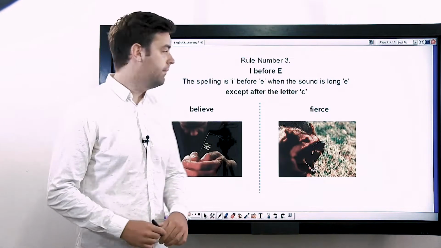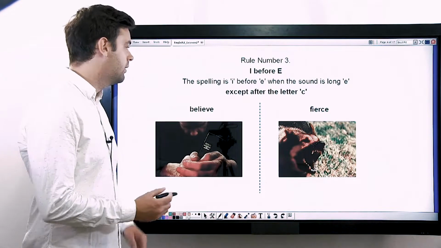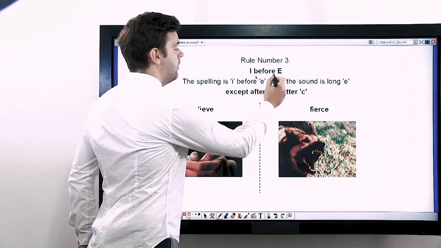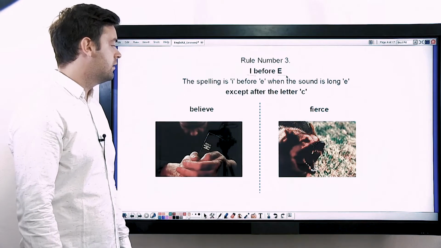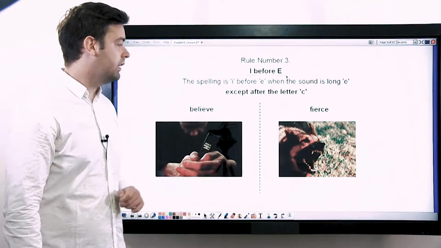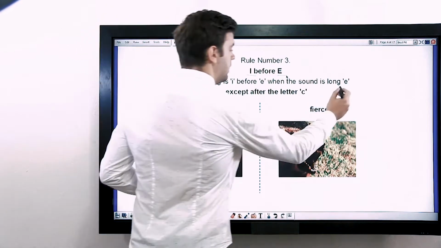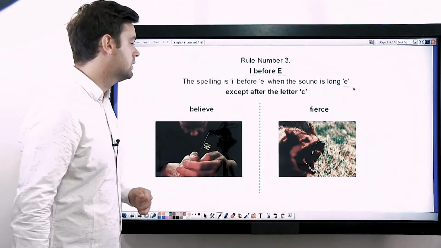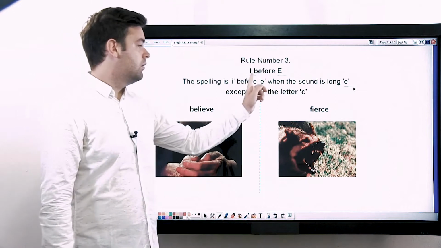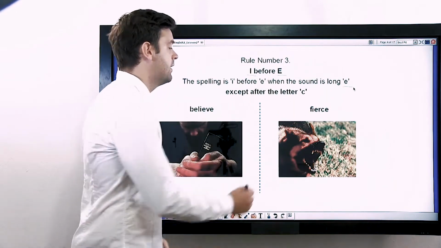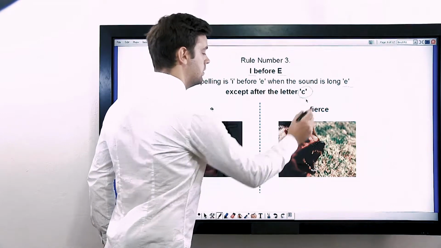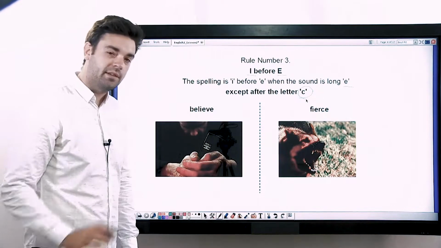Rule number 3, the most important rule, I think: I before E. With most words, the spelling is I before E when the sound is a long E. So remember this one: I before E, except after the letter C. That makes sense. I'll explain.